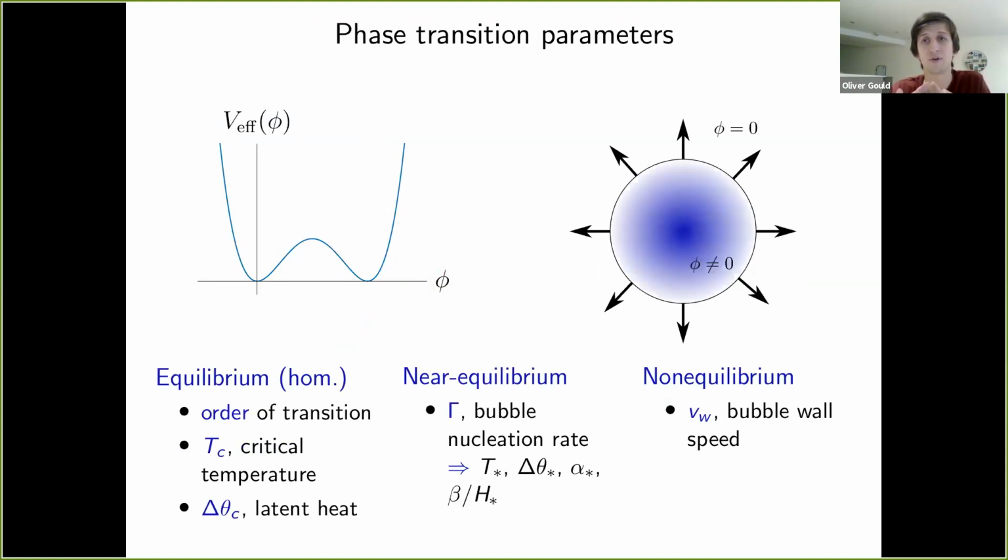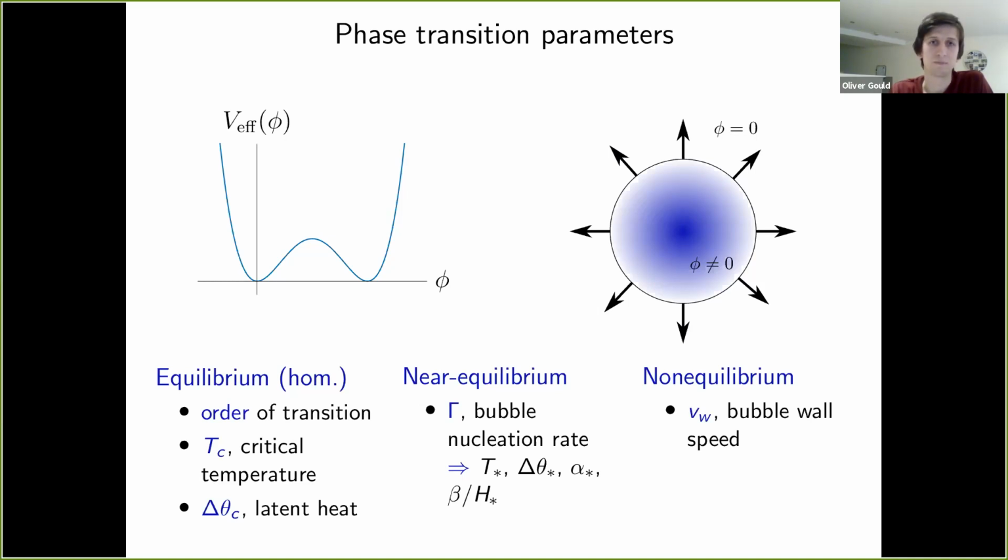Focusing in on those parameters, I'm going to split them up into three kinds: purely equilibrium parameters, which only depend on homogeneous fields, the simplest parameters, and then the non-equilibrium ones, near and further from equilibrium.